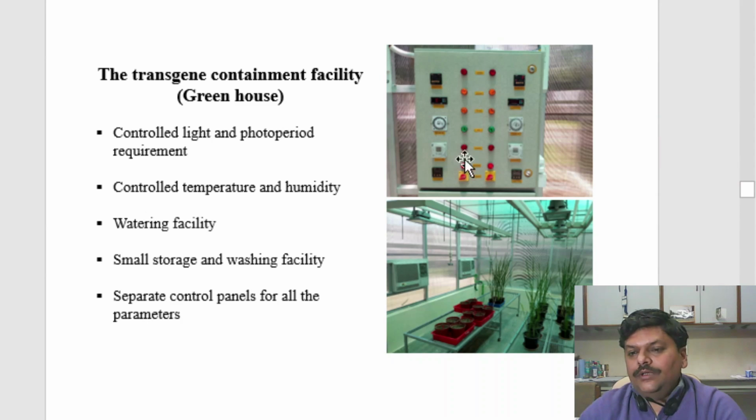It is a greenhouse. You can see it's the picture of a greenhouse. This is the control panel. Again, this control panel is used for controlling light intensity, temperature, light duration, humidity. And you can see these are the transgenic plants. These are transgenic rice plants which are being grown in a transgenic greenhouse. Other things which are there in a transgenic greenhouse are a watering facility, a small storage and washing facility, and maybe some racks to keep pots as well as fertilizers or soil.